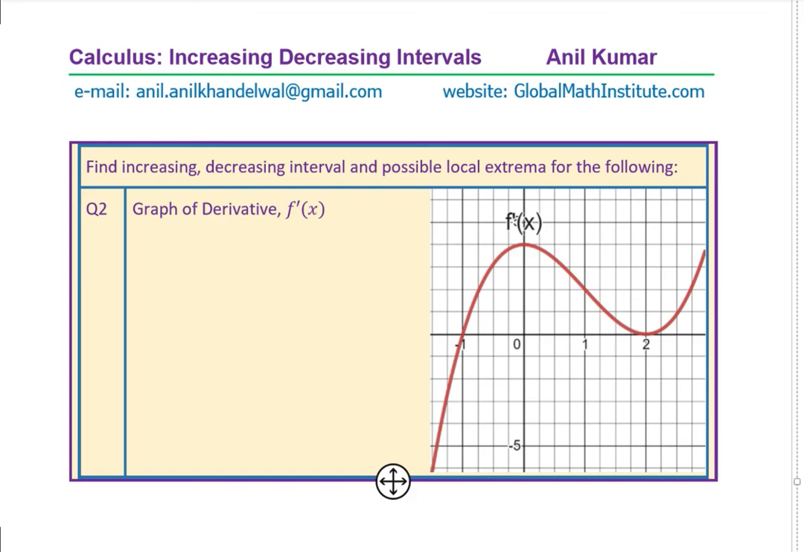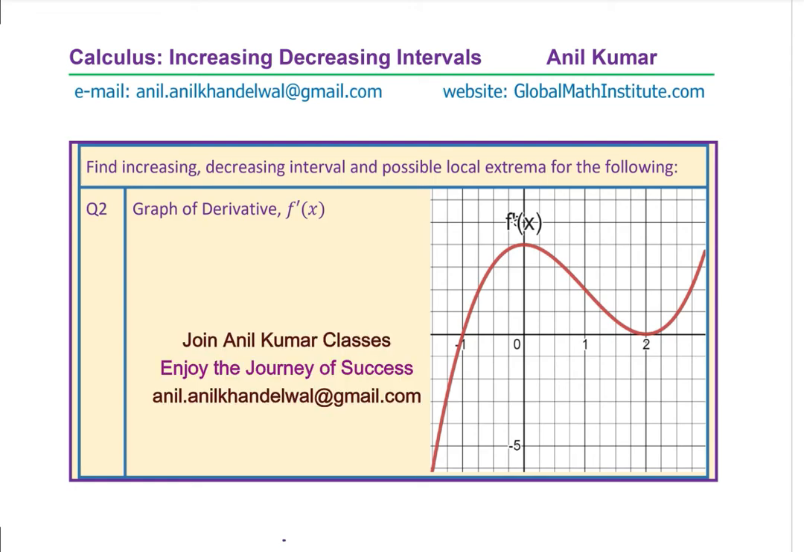Now, here is our question number 2 to make things extremely simple. However, I find this question to be more confusing to students than we expect. Here is the graph of derivative. Let me remind you, this is the graph of derivative of the function, f prime x. You need to now tell me the increasing interval, decreasing interval, possible local extrema from this graph. You can pause the video, answer the question, and then look into my suggestions.